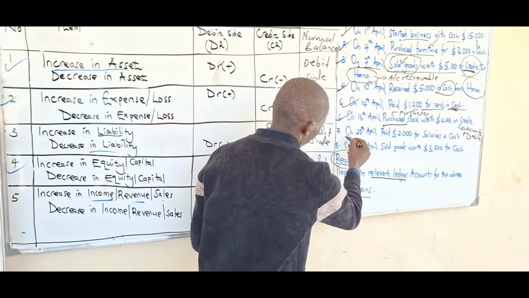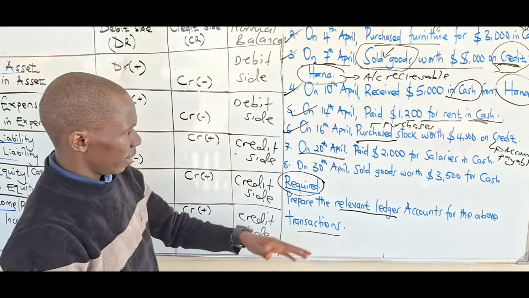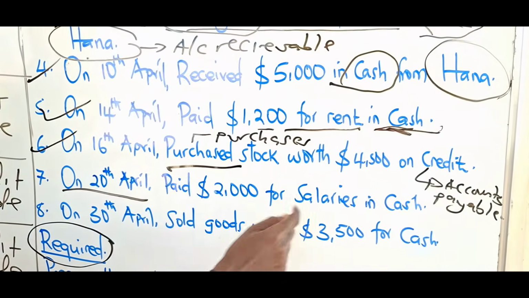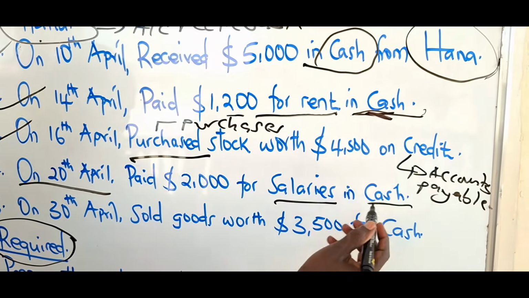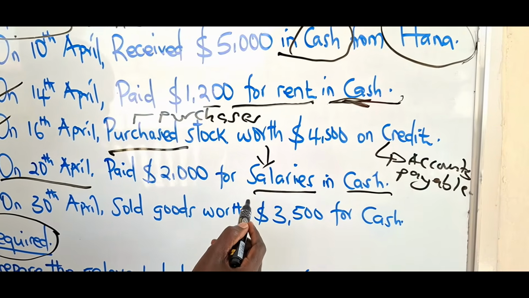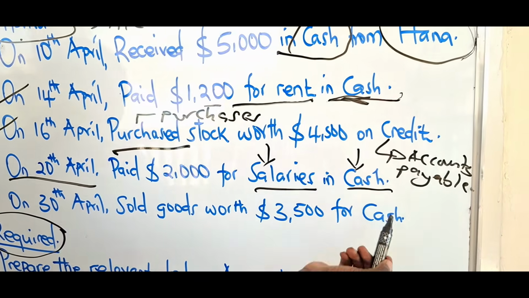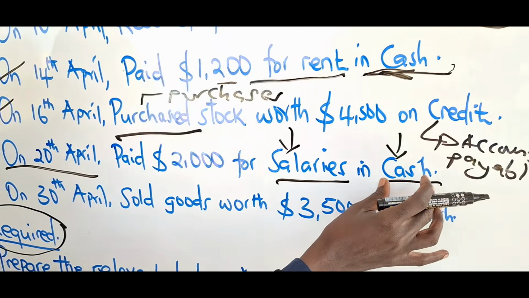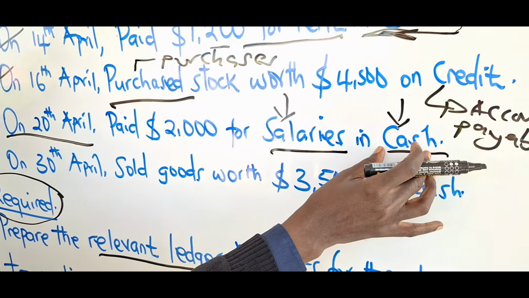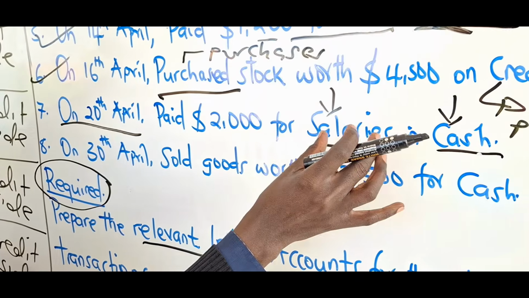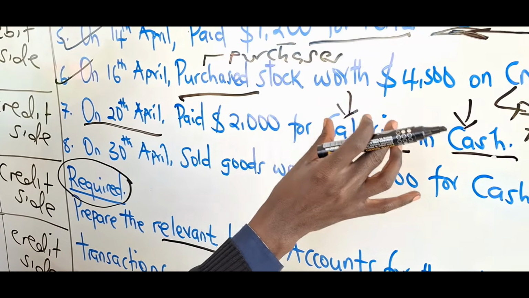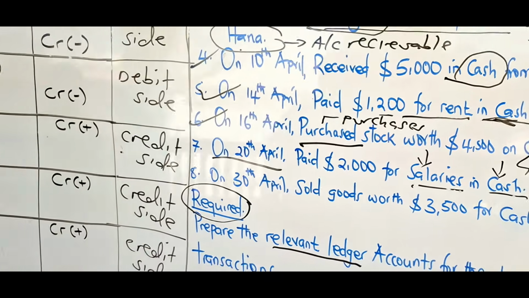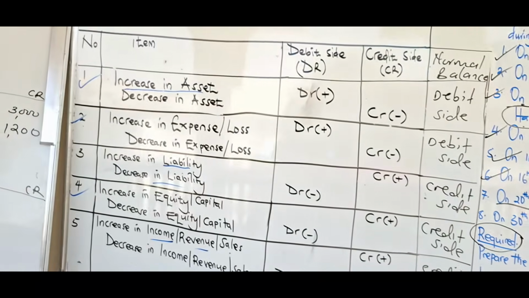That is on 20th. Paying salaries in cash. This is very direct. We have two accounts: the salaries account and the cash account. Already you opened an account for cash. You don't need to open another one. Just take this one, the cash account. But for salaries, it seems like you have not yet opened. You have to open another T account for the salaries account. So you come here and open what you don't have.